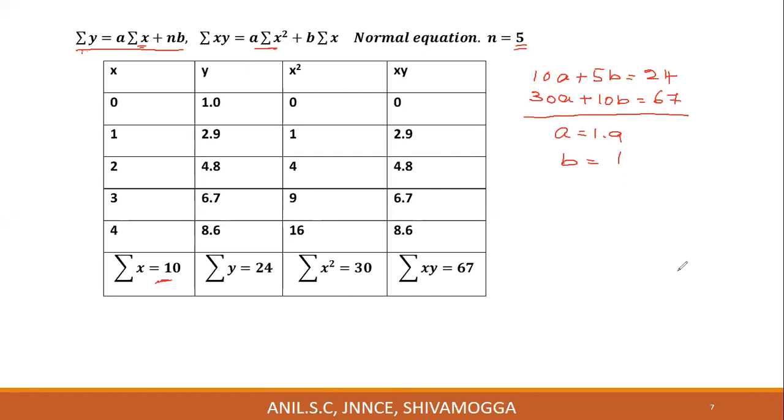Right. Then we write the straight line: y is equal to ax plus b. This is the required straight line where a is 1.9 and b is 1, therefore y is equal to 1.9x plus 1.